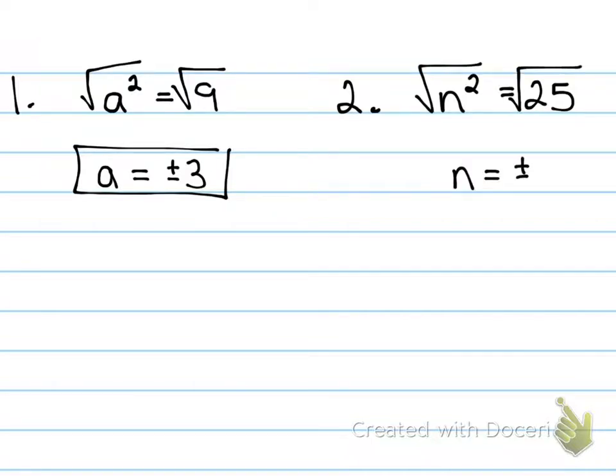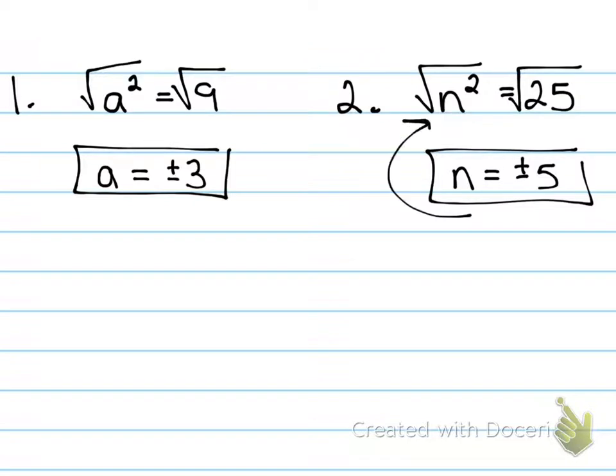N equals positive and negative 5. Don't forget the positive negative. Why? Because when I plug it back in to check it, negative 5 times negative 5 is still positive 25. Do you see that? So both solutions work out. That's why it's positive and negative.